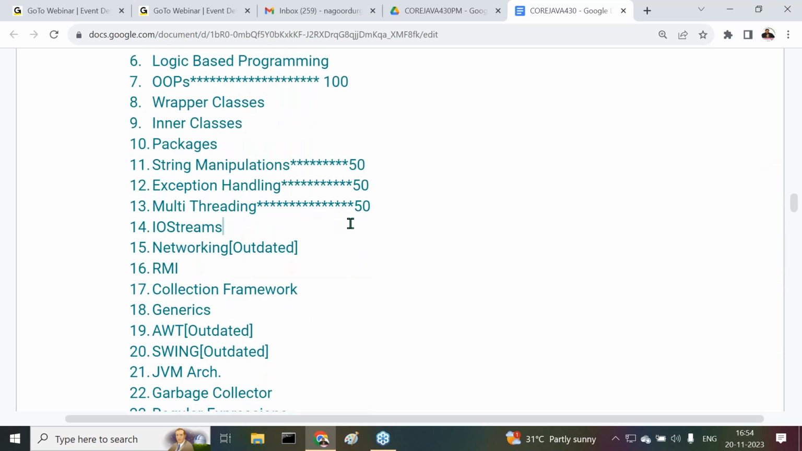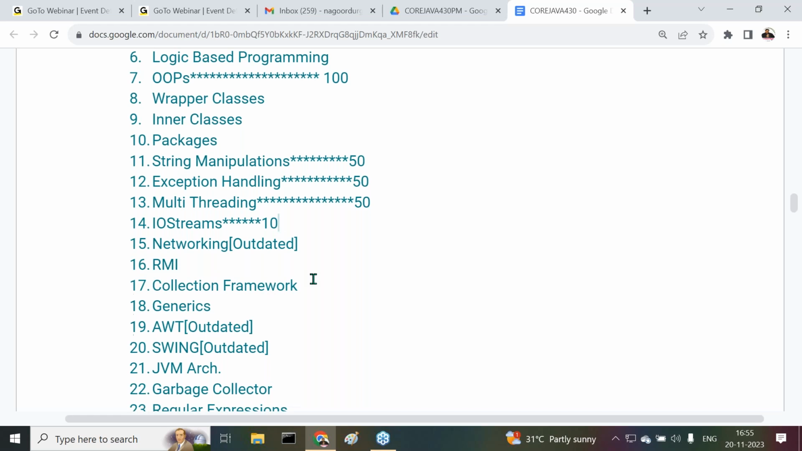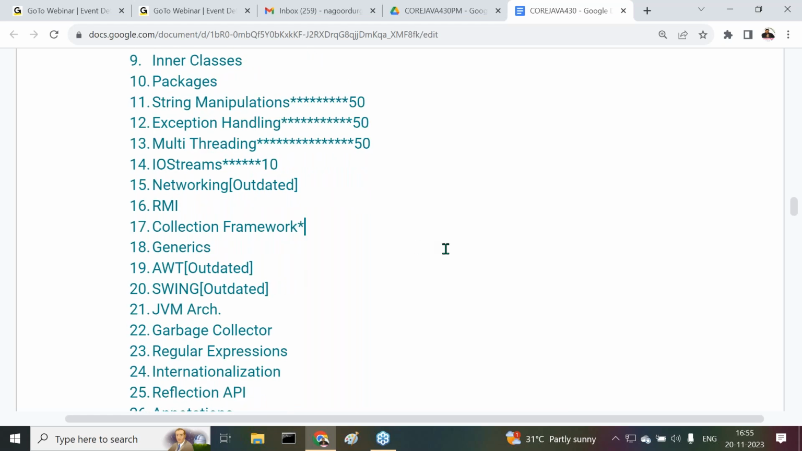Next one is IO streams. It's okay, we can give 10 stars. Networking and RMI are not that important here. Next, another important topic in core Java after object orientation is the collection framework. Again we can give 100 stars for it. Generics is okay, but these two are outdated. I'm not going to teach these two concepts, but if you require video support, I will provide it for these two topics.